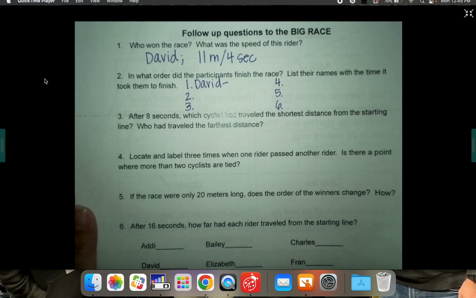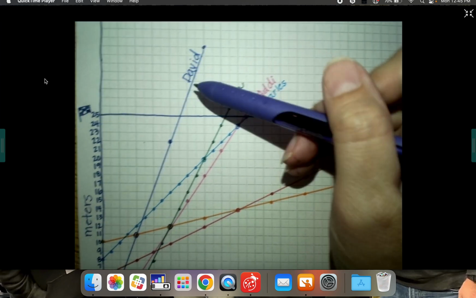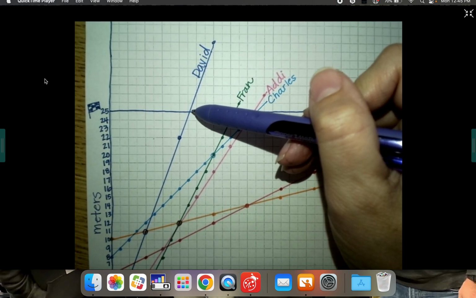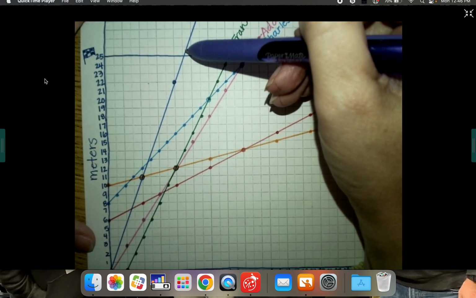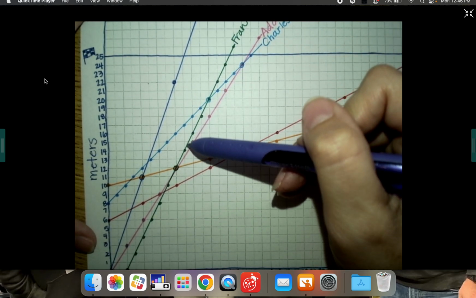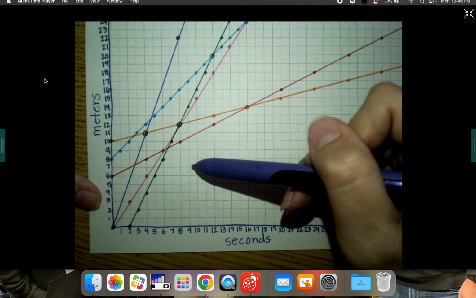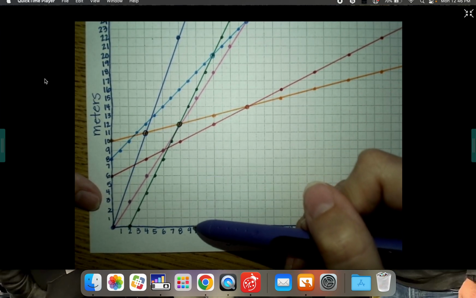So let's see if you guys know how to read a graph. Here's David's time that he came in. It was just a little bit past this one. So what you want to do is, this is the finish line, read straight down so you can see how many seconds that is. So I think I got a little bit past 9. Is that what you guys got?